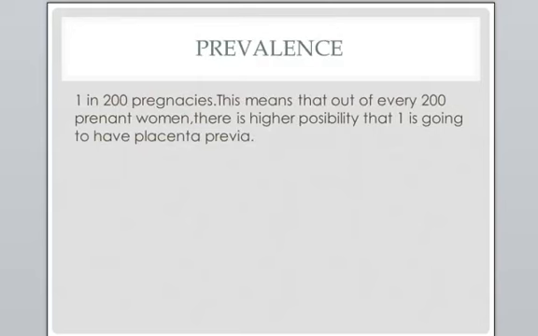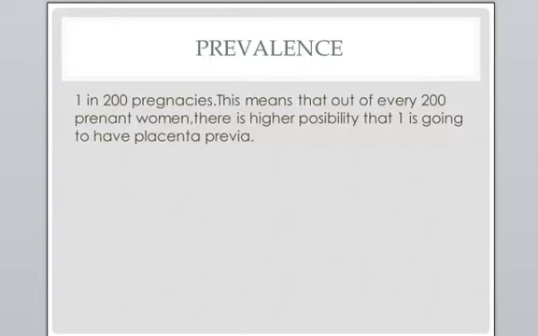Now, how common is this? What is the prevalence? How often do we see cases of placenta previa? That's just the prevalence. And like I said, you can see from your slide, 1 in 200 pregnancies. And what does that mean? That means if there are 200 pregnant women, at least we'll see one. There will be one of these pregnant women who has placenta previa.